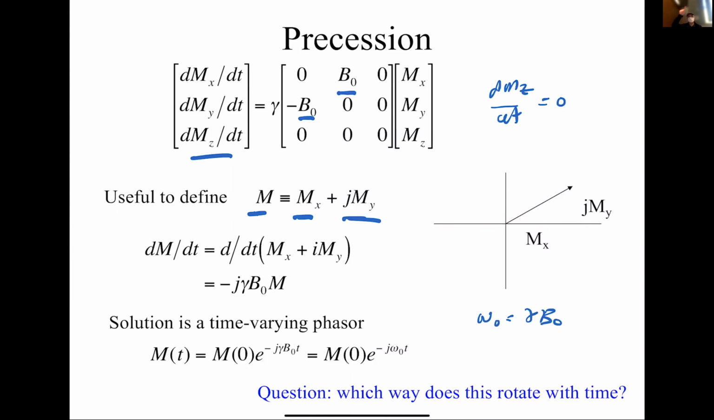If we look at the Mxy plane, where this is x and this is y, it's just a phasor in that plane spinning around at a frequency of omega naught. There's a minus sign there, so what does that mean? Which way does it rotate with time? Does it go clockwise or counterclockwise? Any thoughts on that? That's important for the rest of the course, so it's good to get that clear now. I give you e to the minus j omega naught t as my time varying magnetization, and I look down on the xy plane. Is it going clockwise or counterclockwise? Go ahead.